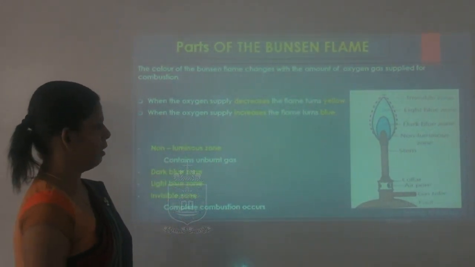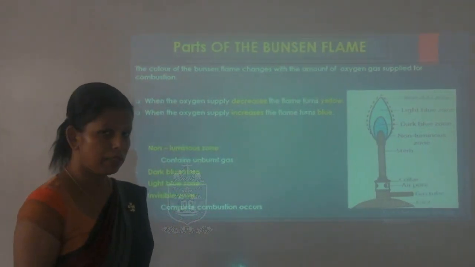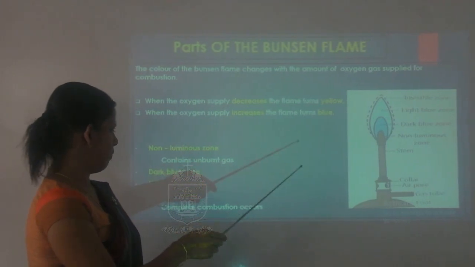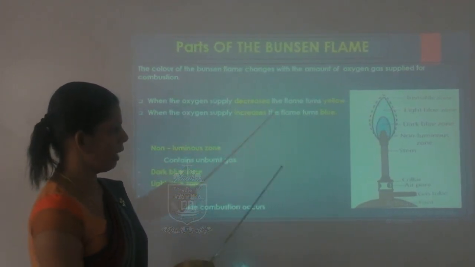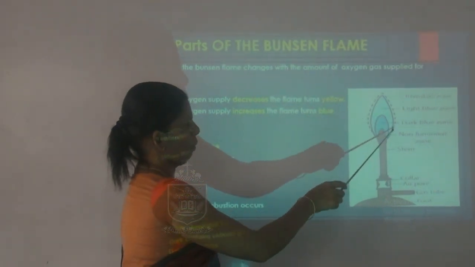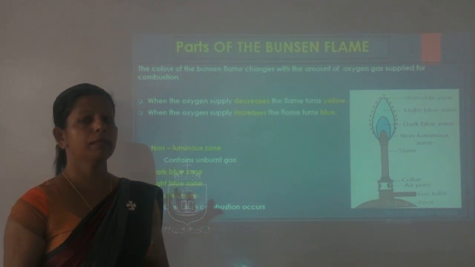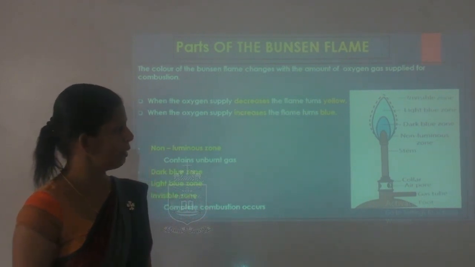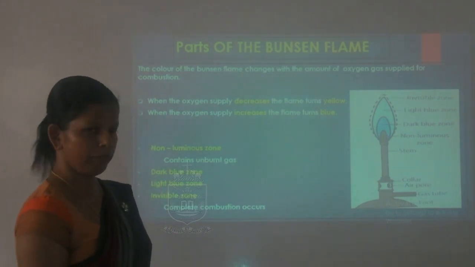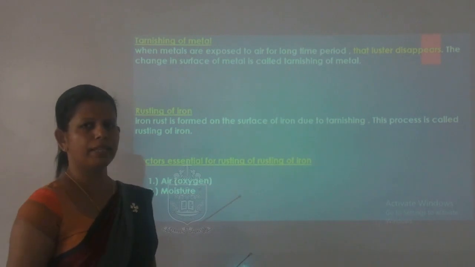Non-luminous zone. It contains unburned carbon particles, the carbon gas. There are others we discussed: the dark blue zone, light blue zone, as well as the invisible zone. In that invisible zone, complete combustion occurs. Those are the parts of the Bunsen flame. Now we are going to talk about tarnishing of metals.